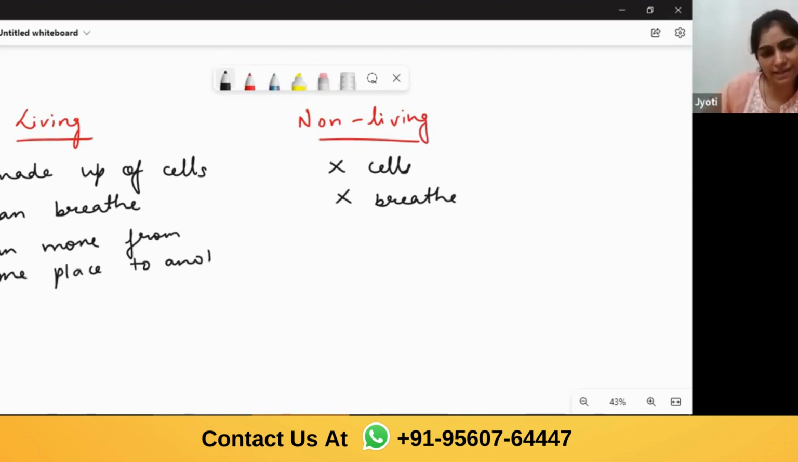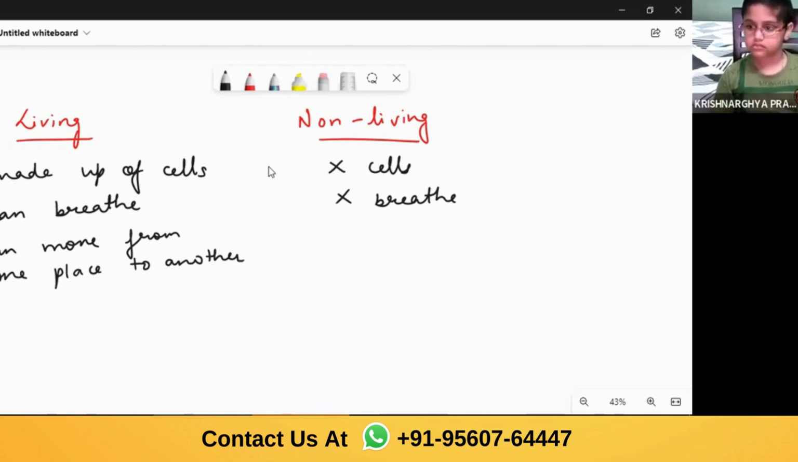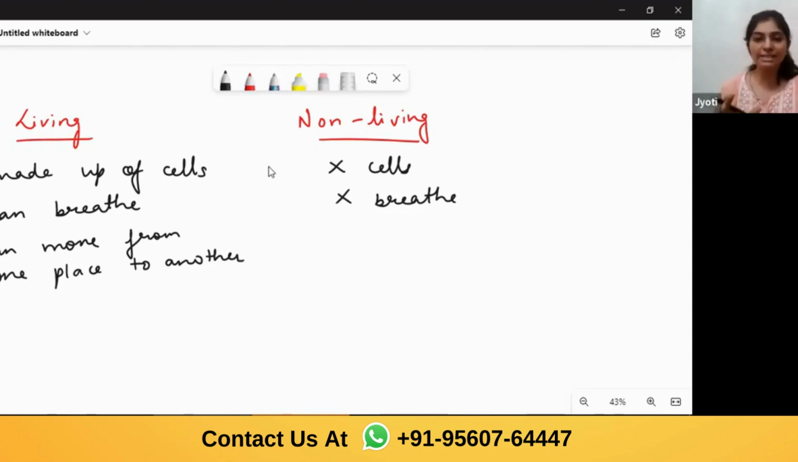Now a question arises here: ma'am, you are saying living can move, but plants and animals are living, and plants do not move. So how does it come in the category? See, there are some movements in the plants also. We all know that plants require sunlight. For example, a sunflower plant always tilts towards the sun. That is a type of movement which a plant shows.